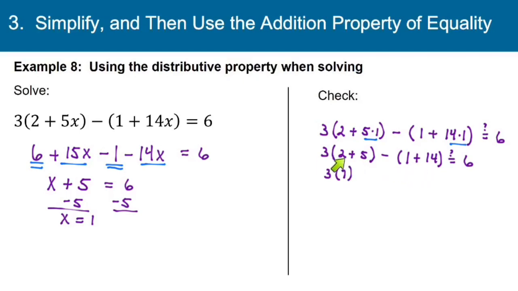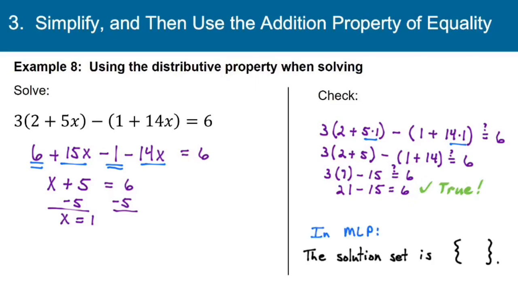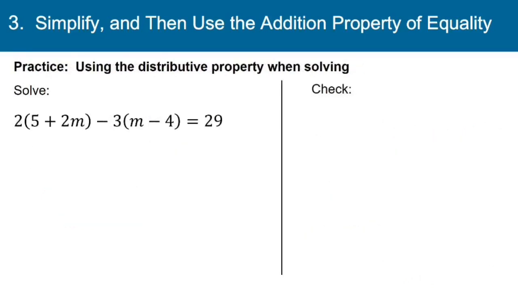So that's going to give us 3 times 7 minus 15. And now this multiplication would give us 3 times 7 is 21. So we have 21 minus 15 equals 6. And of course we know that that is true. And so now we know for sure that the solution is 1. Now here is one with parentheses for you to try on your own. So I hope that you will pause the video and try this yourself. And now I'm going to go through it with you.